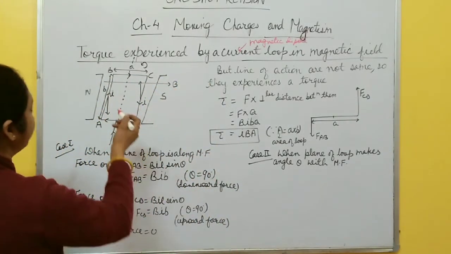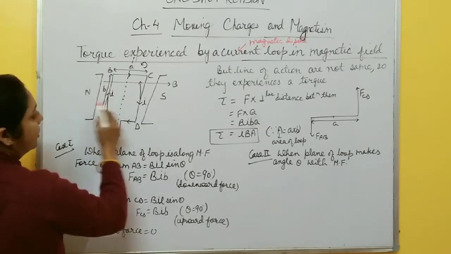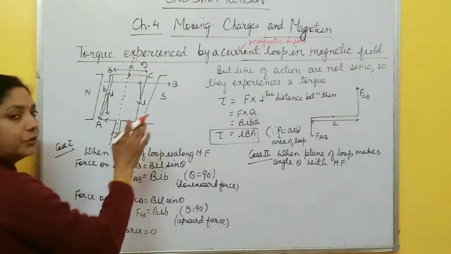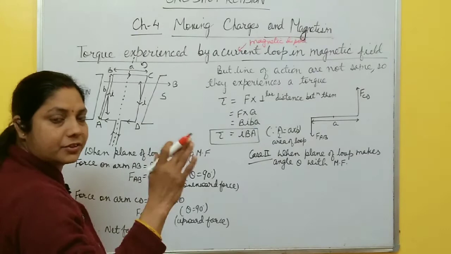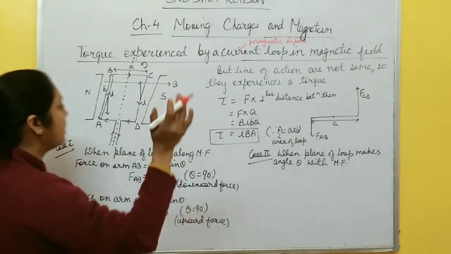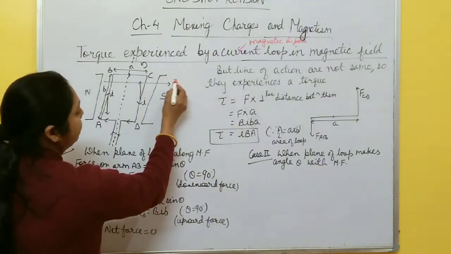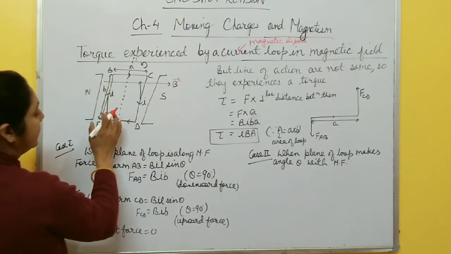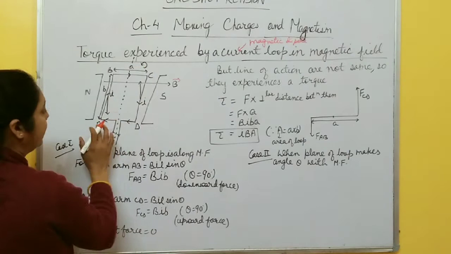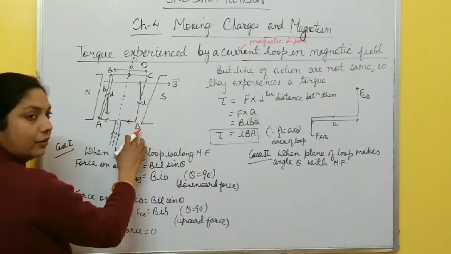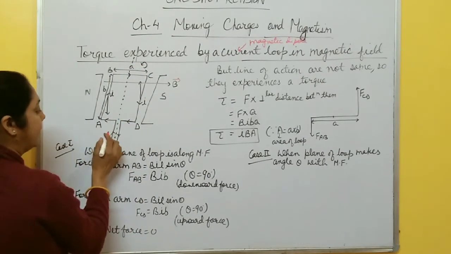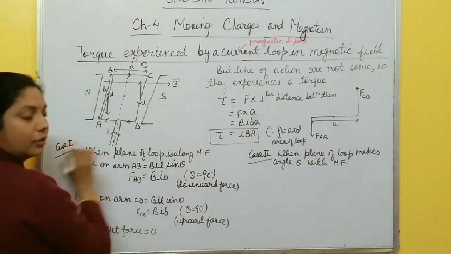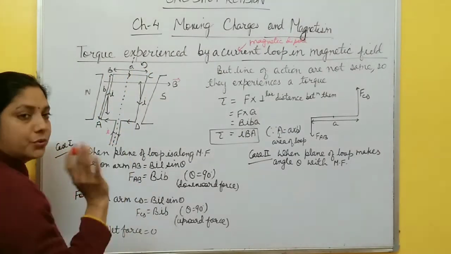Let us discuss it. Suppose these are north and south poles of the magnets, and you know the direction of magnetic field is from north to south pole. So this is the direction of magnetic field from north to south. Now you place one coil in the plane of this magnetic field. ABCD is a rectangular coil carrying current I. Current I is flowing in this coil. Now we discuss two cases.